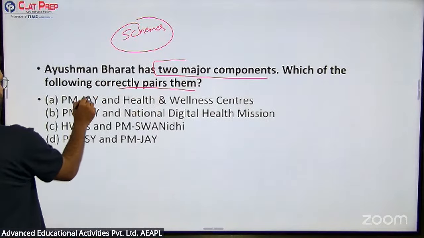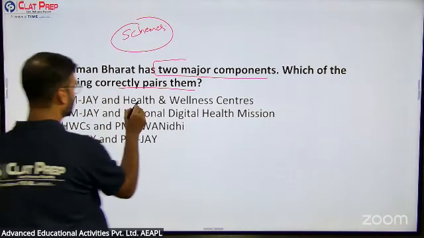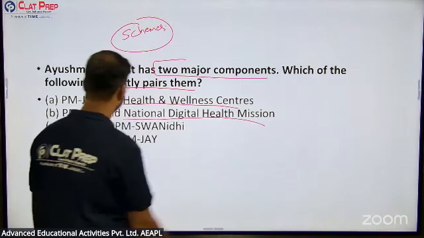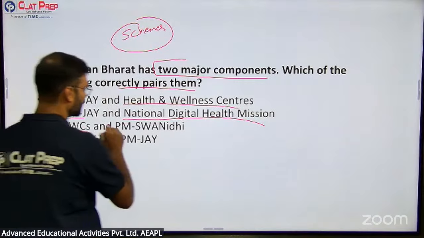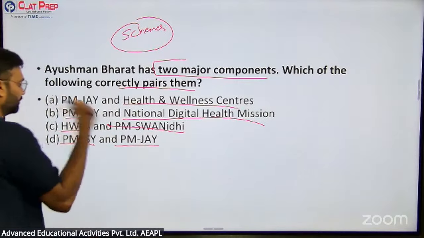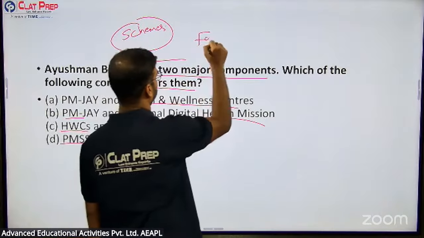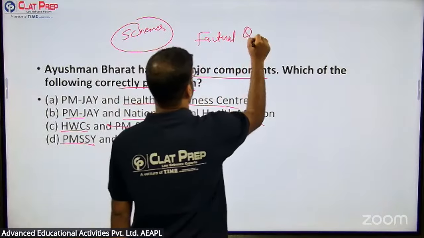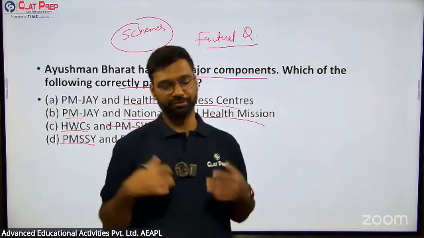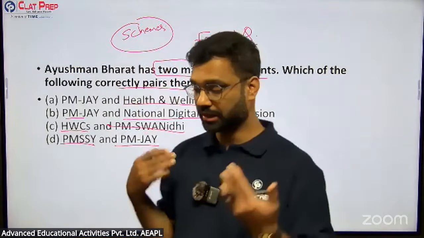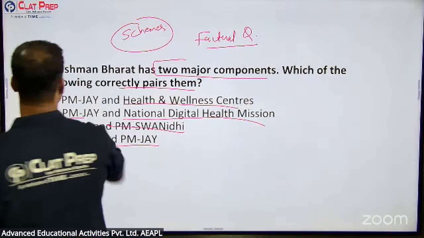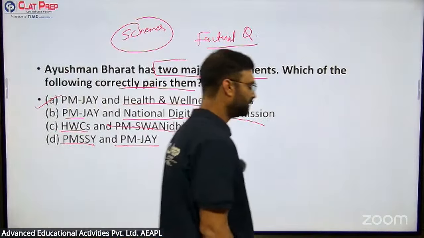Option A says PMJAY, that is Pradhan Mantri Jan Arogya Yojana, and Health and Wellness Centers. The next option says PMJAY and National Digital Health Mission. Next is HWCs and PM SVANidhi. Option D says PMSSY and PMJAY. Now, this is a factual question, and the approach for a factual question should be that we mark the answer if we know the correct information, otherwise we skip the question. In this case, the answer is option A, Pradhan Mantri Jan Arogya Yojana and Health and Wellness Centers.